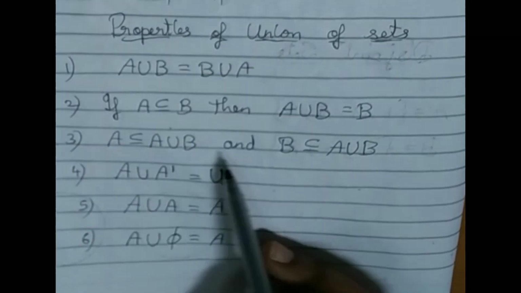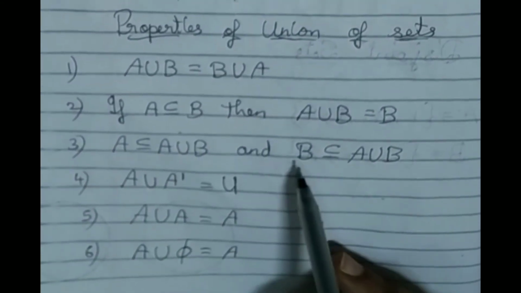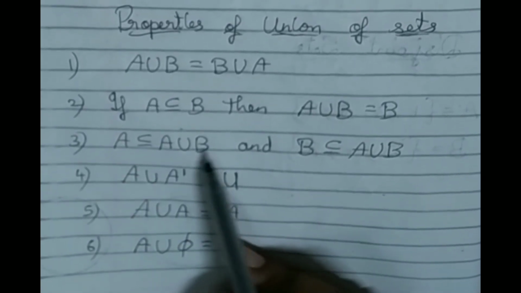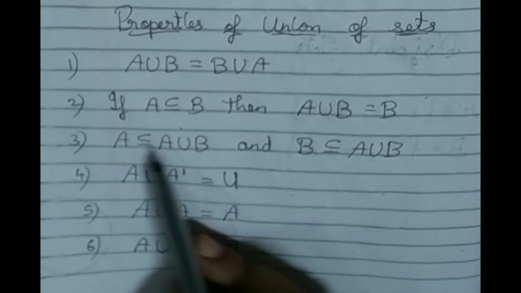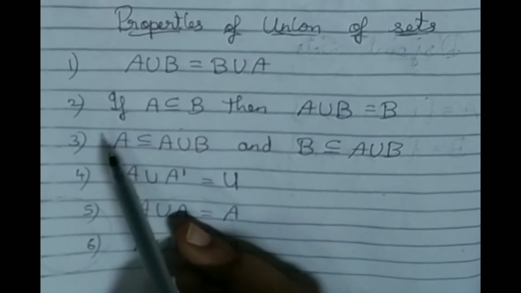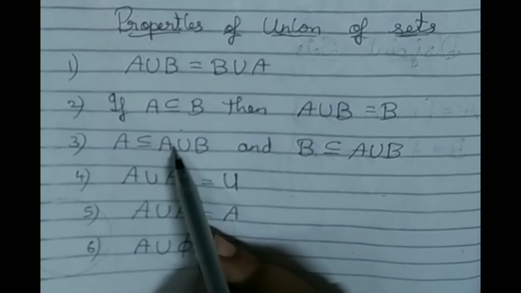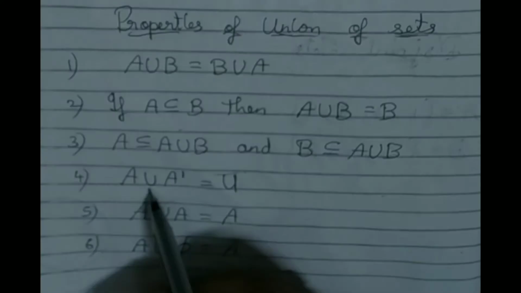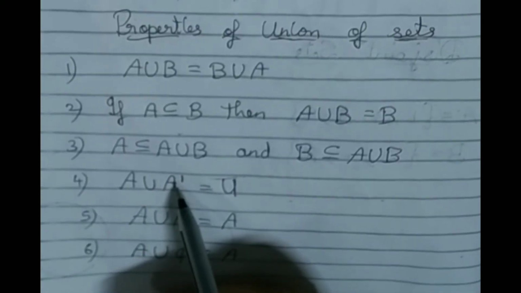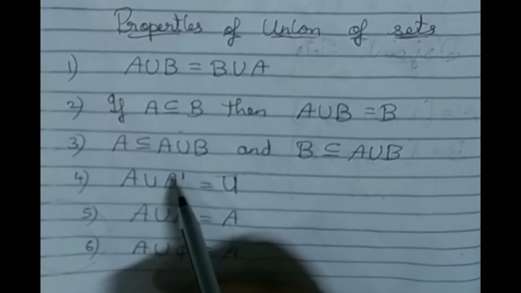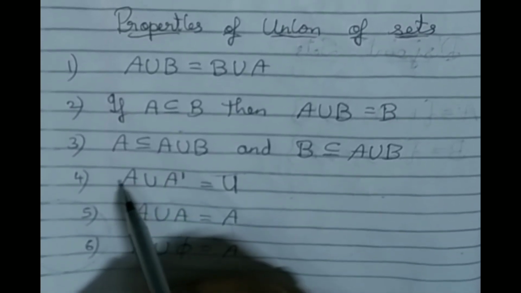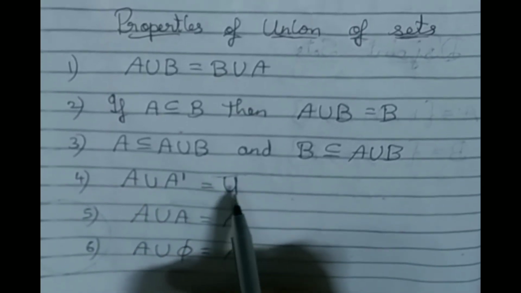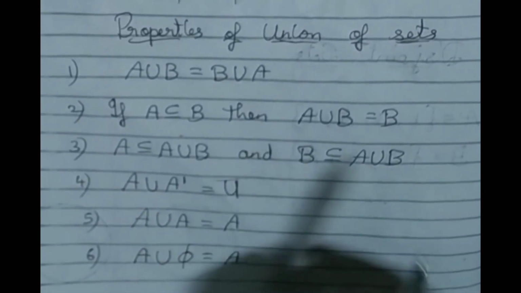Third property, A subset of A union B and B subset of A union B. Yes, A will be a subset of what? A union B. A union B means we take all elements of A and all elements of B. So A will be a subset of A union B and B will also be a subset of A union B. Fourth property, A union A complement. A complement means elements which are not in A but are there in U, right? So if we take the union of A and A complement, we will get the whole set, the universal set, which is the bigger set.